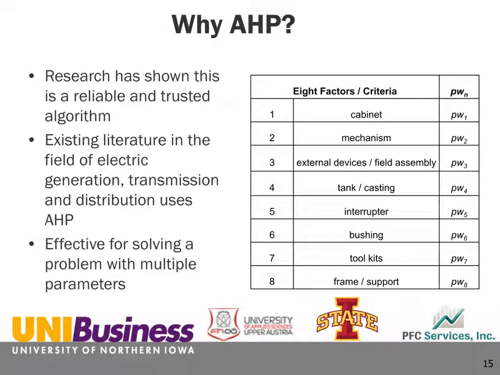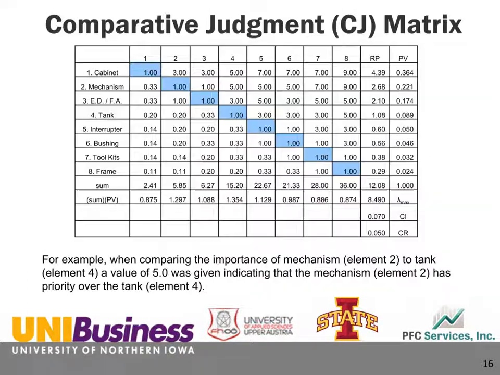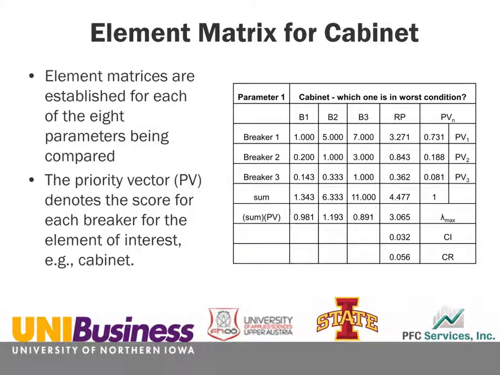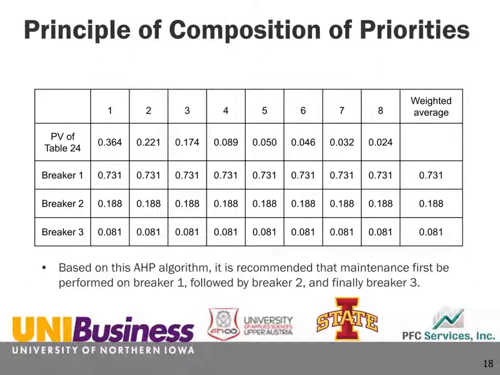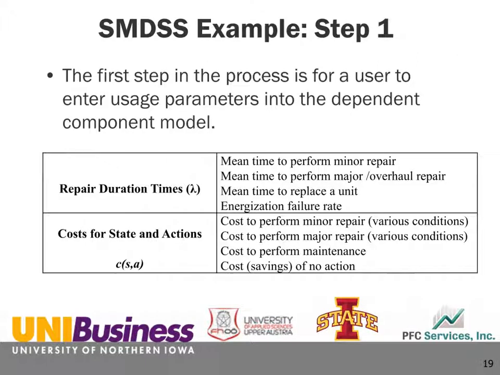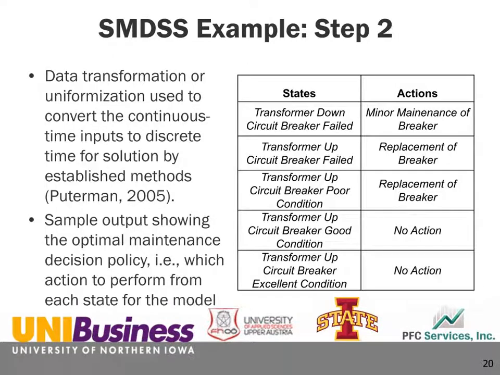Using a form of a Pareto analysis, we identified the top 8 failure modes for the equipment and then used an analytical hierarchy process model to prioritize maintenance across a fleet of equipment. Here is the AHP comparative judgment matrix. Subsequently, here is the element matrix for the cabinet component or failure mode. Finally, in the AHP process, we combine all of the different failure element matrices into one principle of composition matrix.